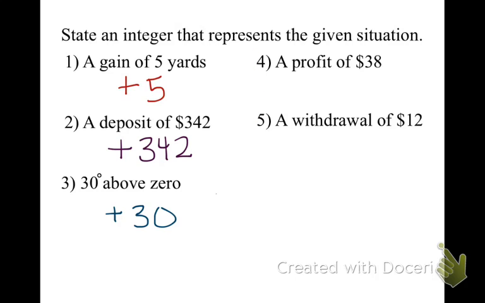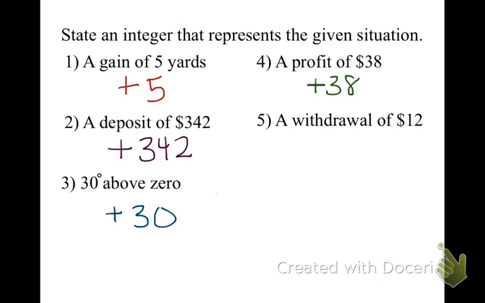So we're going to take a look at number 4. Number 4 is we're making a profit of $38. If we're making a profit, that means we're making money. If we're making money, that means we're gaining money. If we're gaining money, that means we're increasing in the amount of money we have. And how much money are we increasing by? $38. So it becomes a positive 38.